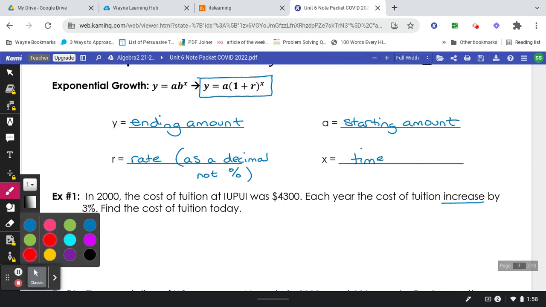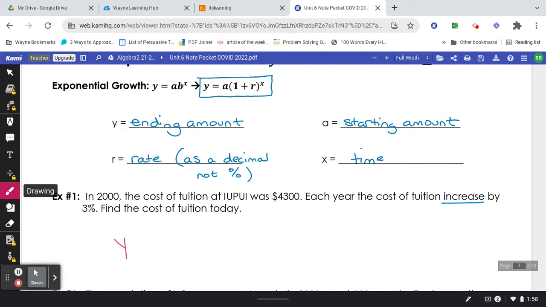So let's set this up. We have y equals, because I don't know the ending amount. Then we have the starting amount, which is $4,300. A parenthesis. Always the number 1 right there. Plus, because it's growth. And we're going to take our 3%, and we're going to move the decimal over twice. So 3%, the decimal is right here at the end. So when we move it over once, twice, it becomes 0.03. And then your exponent, how much time has passed between the year 2000 and this year? That would be 22.